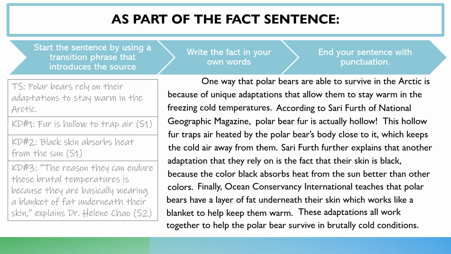So now here is that paragraph using this second citing your sources strategy. If you'd like, you're welcome to pause and read it, but I'm not going to do so now because it's pretty much the same paragraph you heard earlier, just with a different strategy. However, instead of writing source 1, source 2, this one uses phrases like, according to Sally Firth of National Geographic magazine, Sally Firth further explains, and Ocean Conservancy International teaches. These are the ways that I've cited my sources in this paragraph.